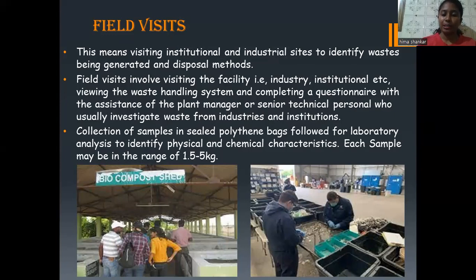Collected samples are sealed in a polythene bag, followed by laboratory analysis to identify the physical and chemical characteristics. Each sample may be in the range of 1 to 5 kg.